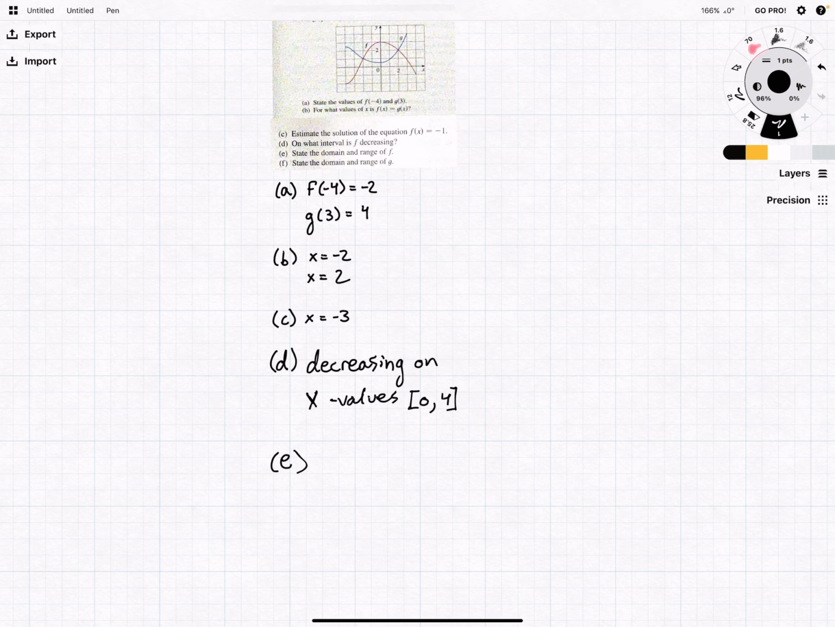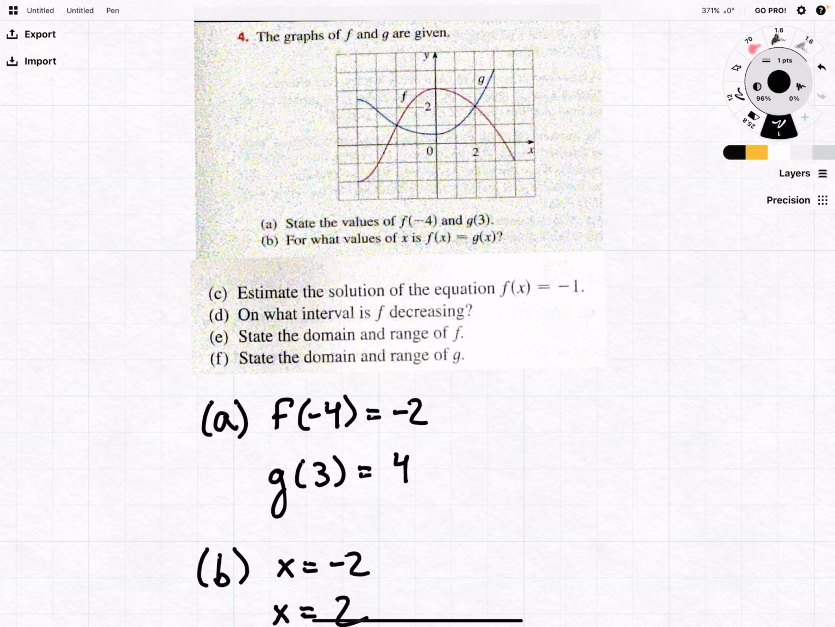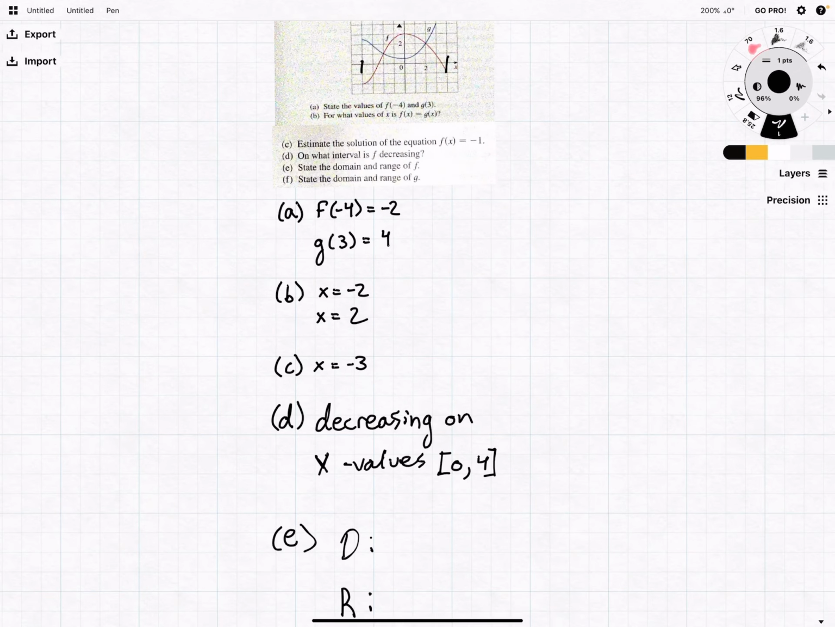E. State the domain and range of f. Okay. We have to make sure that we have our graphs straight, right? You don't want to mix the graphs up when we do this. So we have f, domain and range. Okay. Domain of f, it looks like it goes from -4 all the way to +4.